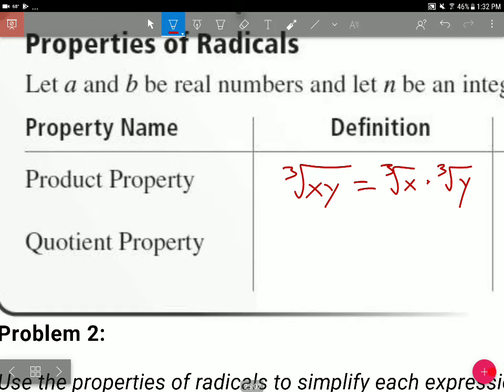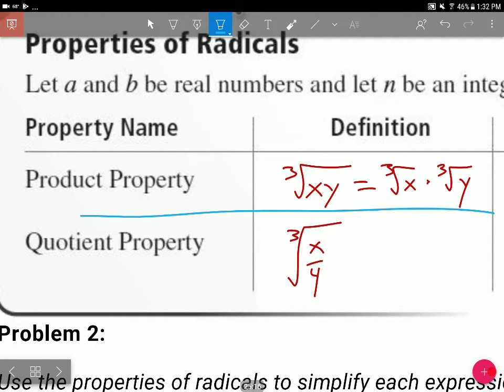Quotient property. Hey, that one's so different. You ready? If I have the third root of x over y, and I'll split them up so that no one's confused, I can break that up to the third root of x divided by the third root of y, which, that's not a 4, that's supposed to be a y. Cool? So I can break those things up if I need to.